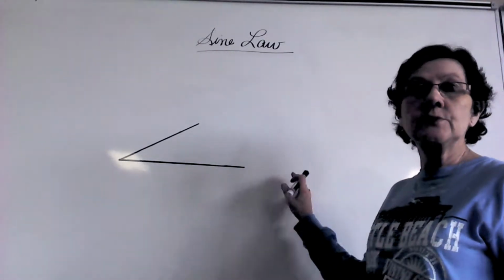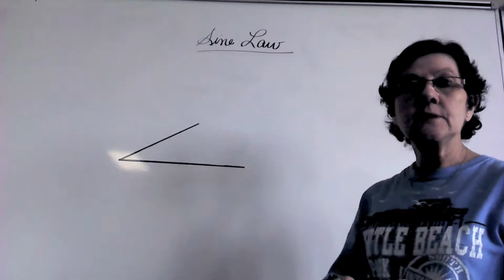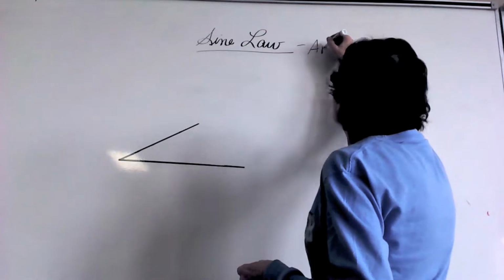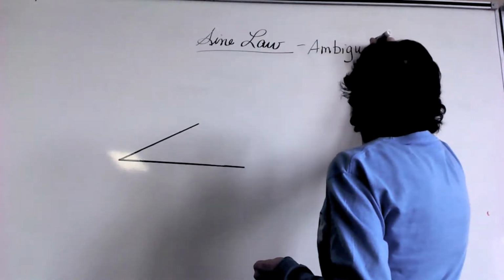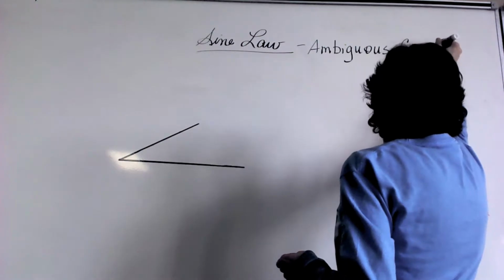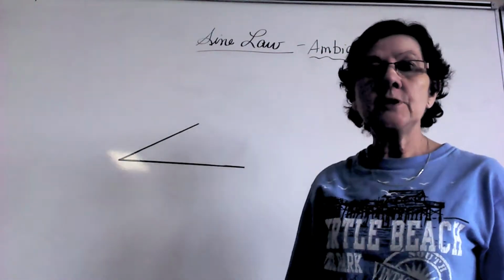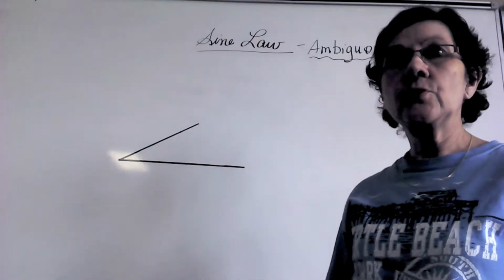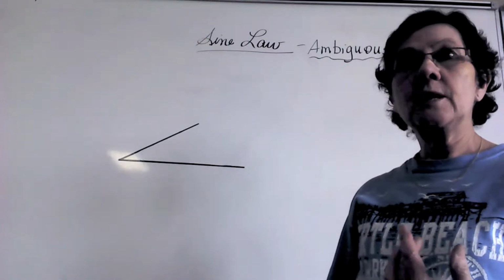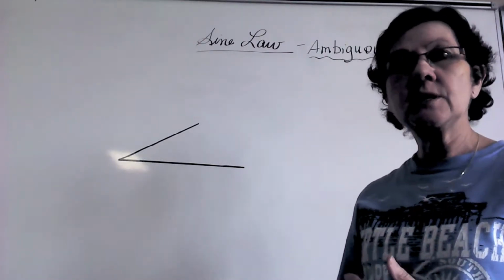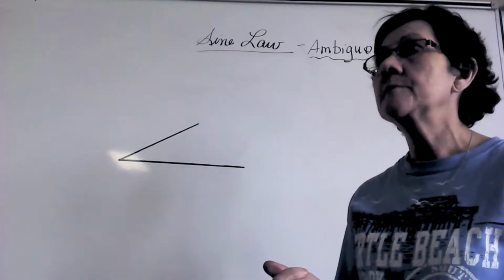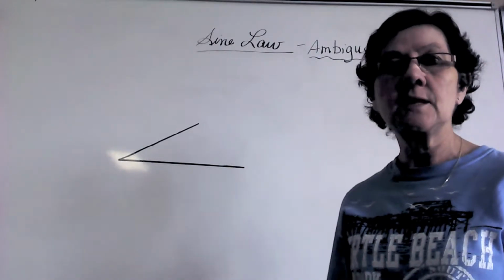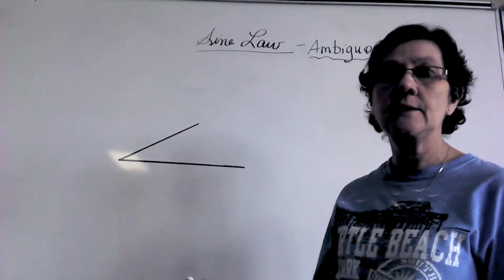When dealing with sine law, there's one more thing that we need to cover, and that's something known as the ambiguous case. An ambiguous case is exactly what the name suggests. It's a scenario where it's not clear how many answers there are because of the information that you are given. Ambiguous case occurs when you have what is called a side-side-angle, or SSA, triangle.